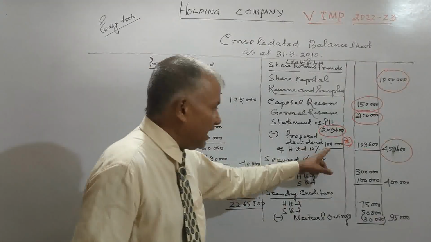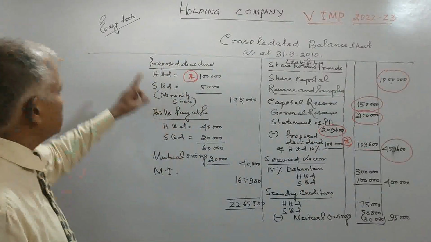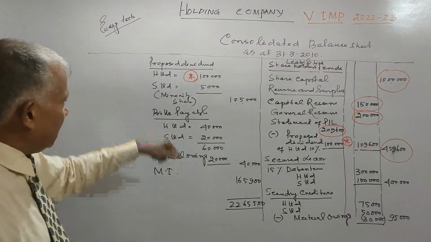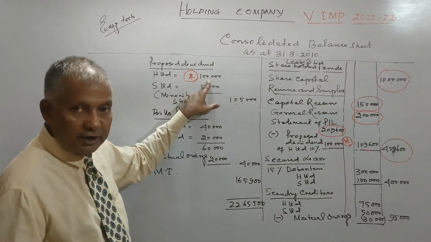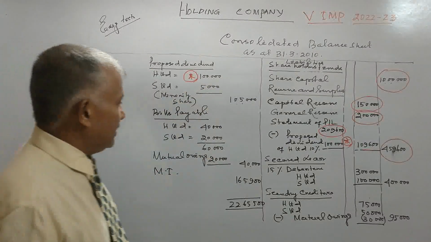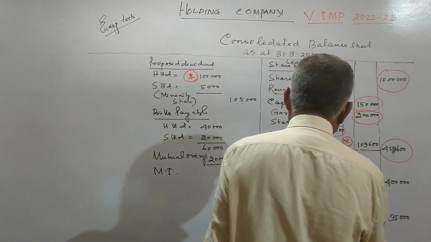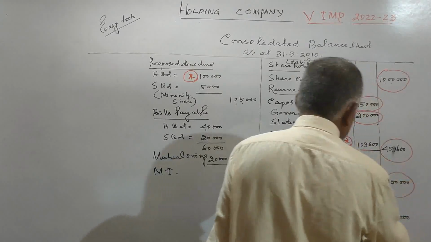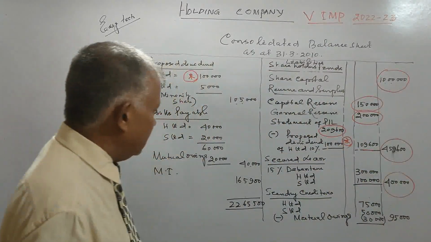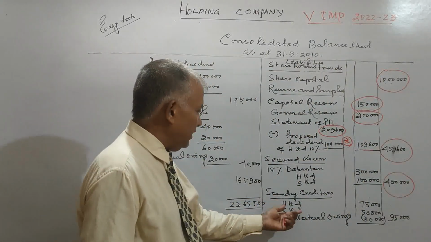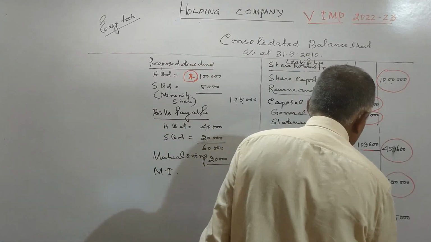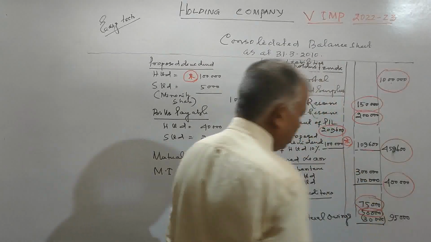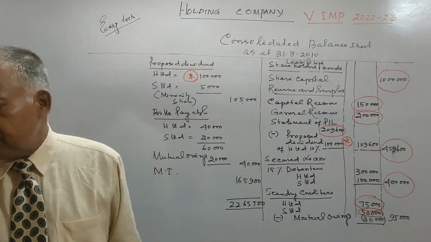So we deduct here from the PL, we show it as a liability, or under current liability we show it here. Then secured loan, very simple, debenture H Limited, S Limited, total. This is from the balance sheet. Sundry creditor, H Limited 75, S Limited 50, mutual owing is 30,000.